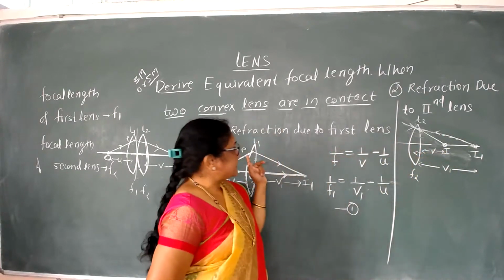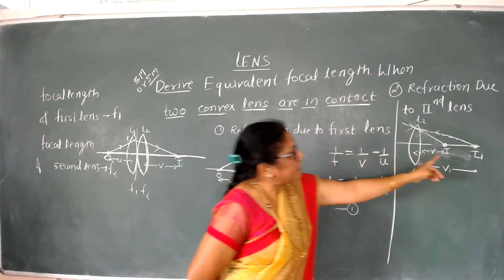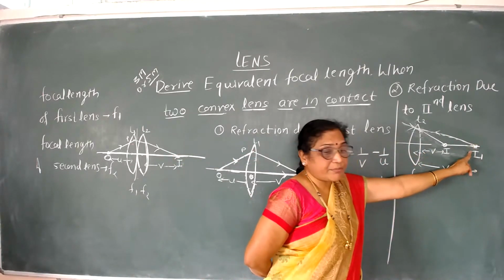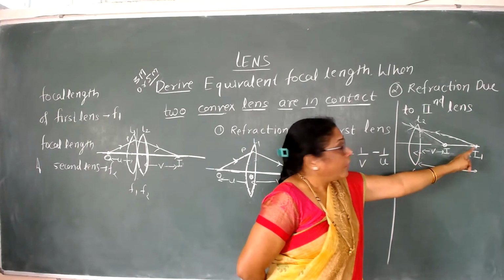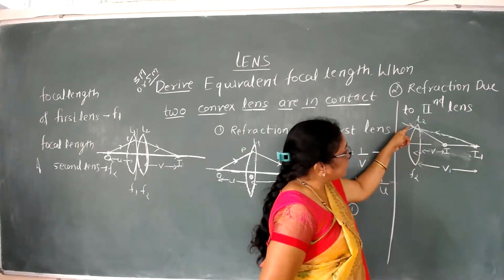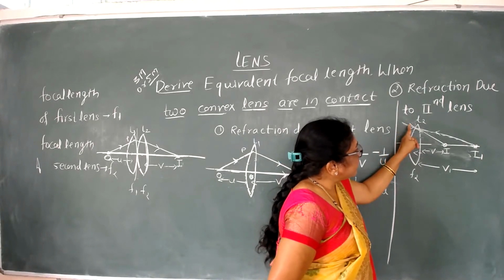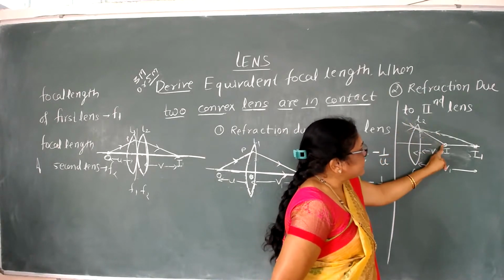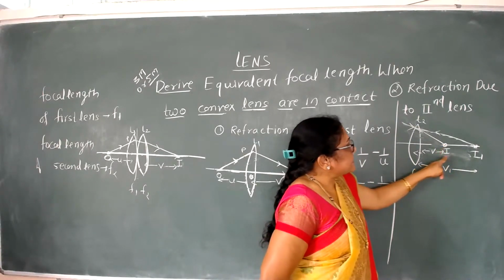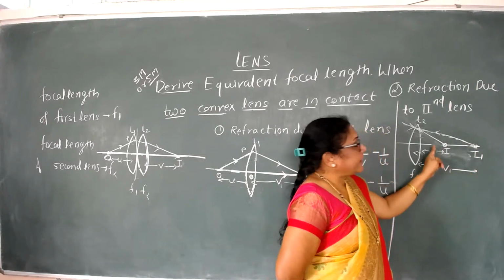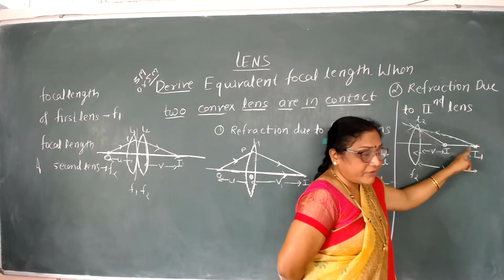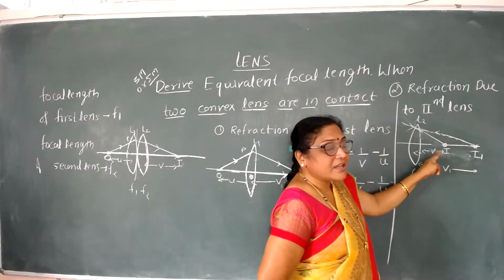When we consider the second lens, the image due to the first lens works as the object for the second lens. The ray of light is incident from the image, again diverges and comes back in the same medium, and we get the final image. So in this case, the object is virtual, but the image is real.